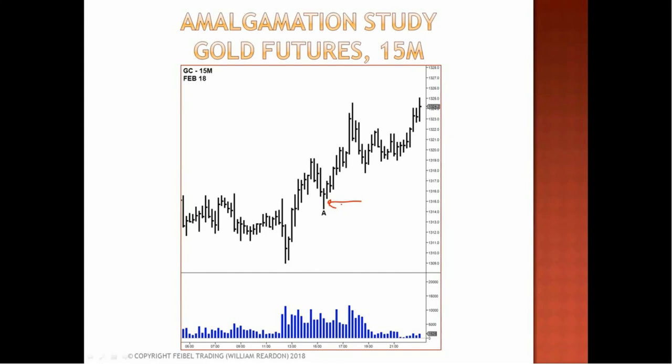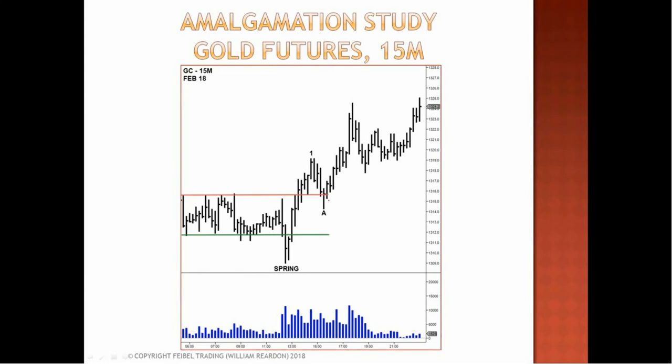Why? Well, if we look here at A by merely eyeballing, it's a very difficult trade to take. However, we can analyze this deeper, use all our tools, and of course we can add structure, and all becomes apparent.